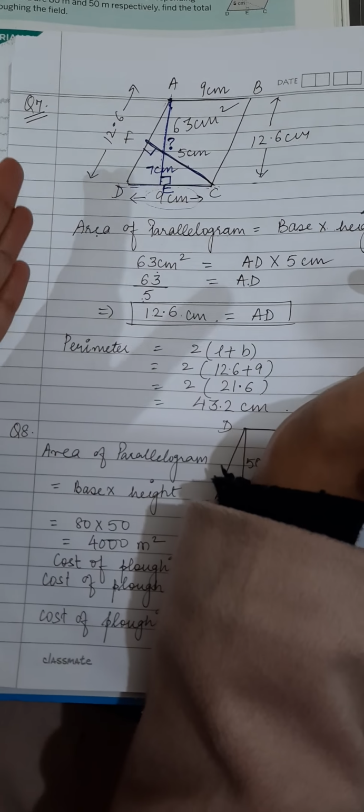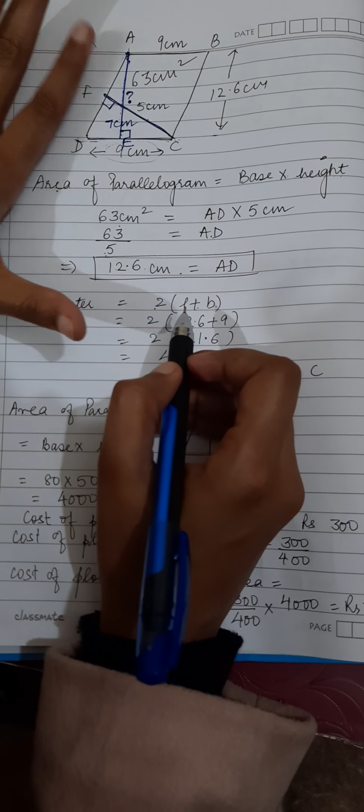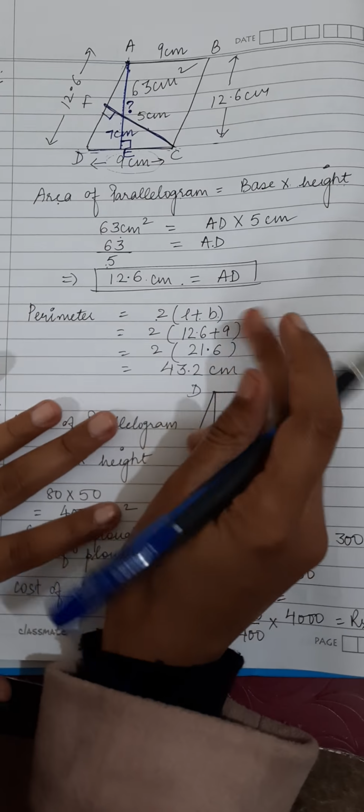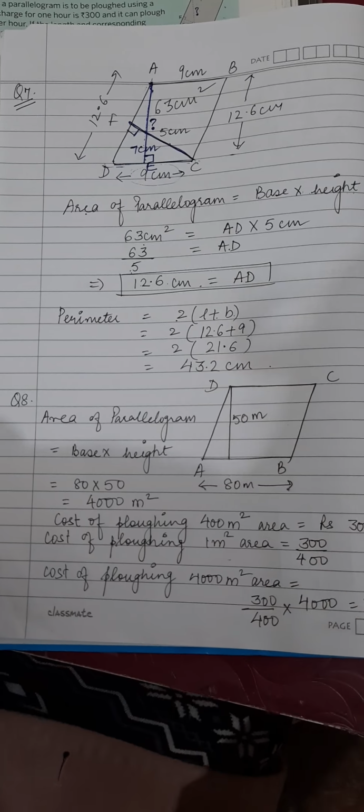The third part is you have to find the perimeter. And to find the perimeter, what is the formula? Twice of length plus breadth. What is length? 12.6. What is breadth? 9. Place the values, you will be getting the answer. And this is your question number 7.